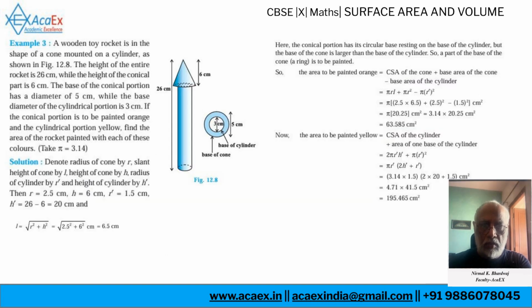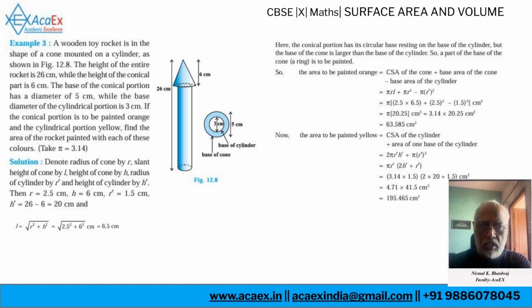Example 3. The toy rocket. A toy rocket is shaped like a cone mounted on a cylinder. Let's find the area to be painted. The conical part is orange and the cylindrical part is yellow. We will use pi equals 3.14.